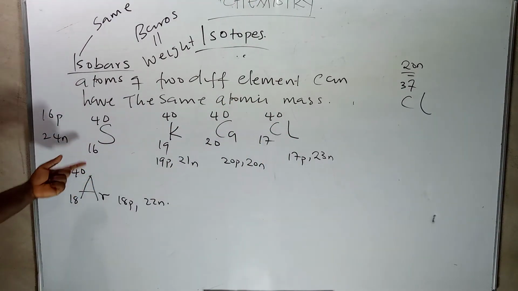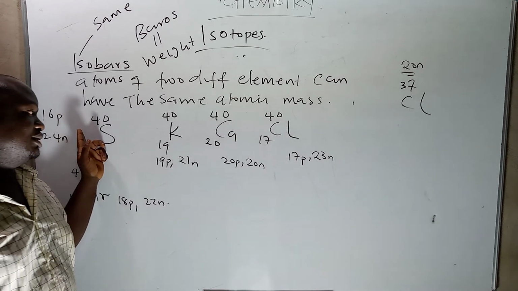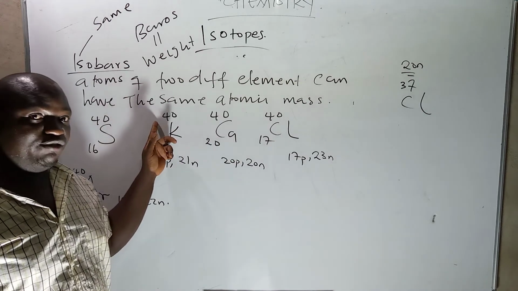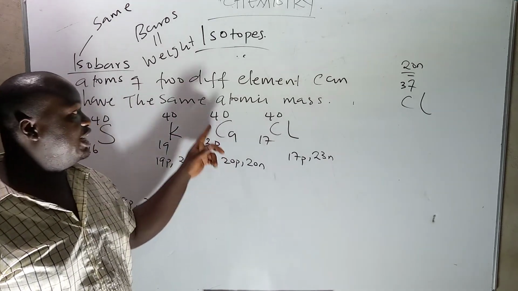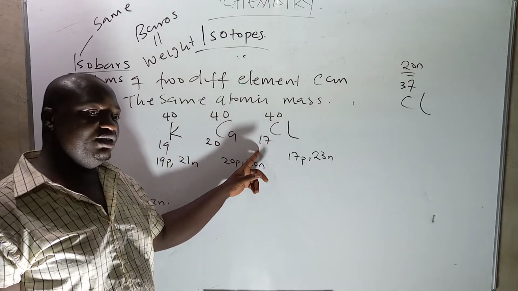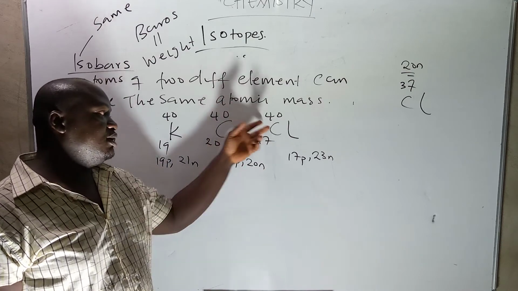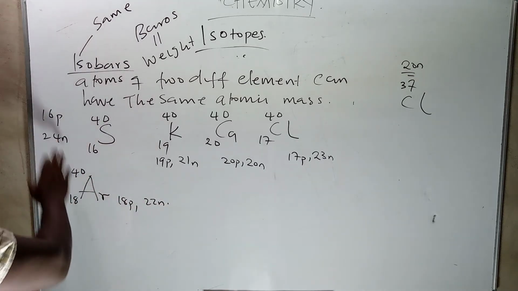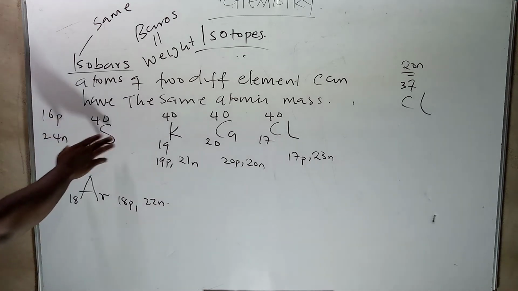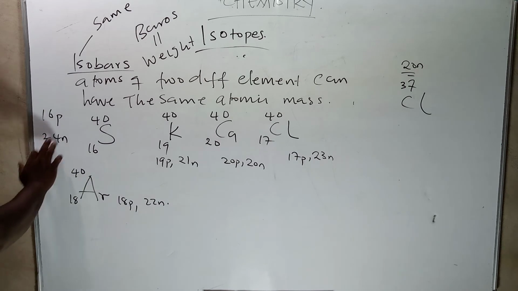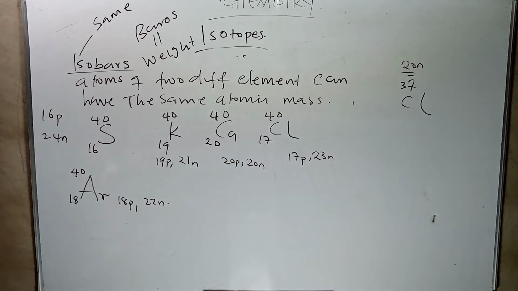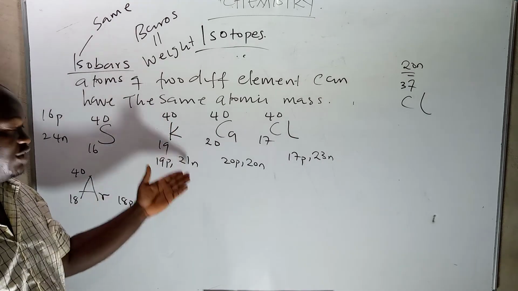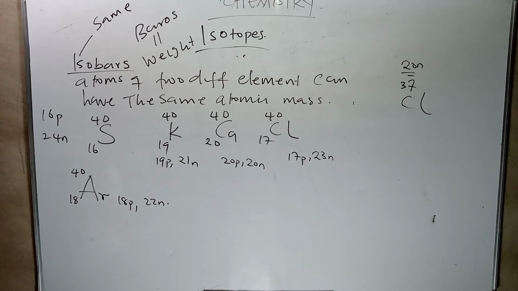You can see here is sulfur. Sulfur is number 16, but it has an atomic weight of 40. Potassium, number 19, has an atomic weight of 40. Calcium is number 20, the atomic weight is also 40. Chlorine is number 17, the atomic number is 17, but the atomic weight is what? 40. Now, when you see something like this, you know that this is what? Isobars. And of course, they do not have the same number of neutrons, and they do not even have the same number of protons. Look at it. If you calculate it, here we have 16 protons, and 40 minus 16 will give you 24 neutrons. And the same thing here, 40 minus 19 will give you 21. So this is just a typical example of isobars.